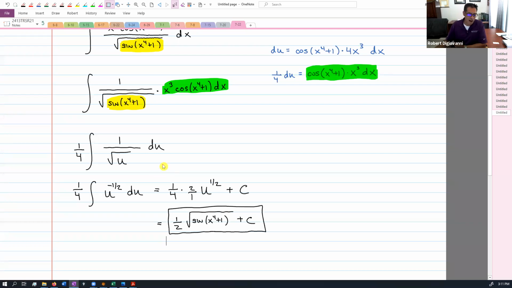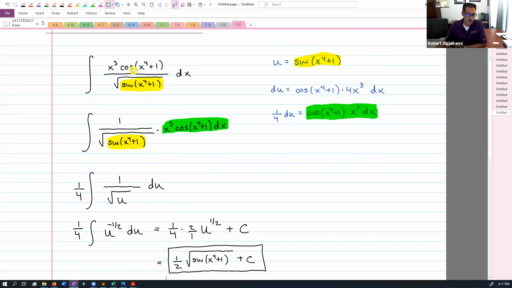Let me ask, why did we not pick the cosine of x to the 4th plus 1? Why not pick that as u? The derivative of that would have been negative sine, so we would have been off by a constant. But where's the sine? It's in the denominator, underneath the root. It's trapped. That's not the way to go. So that's why we didn't take the cosine of x to the 4th plus 1.